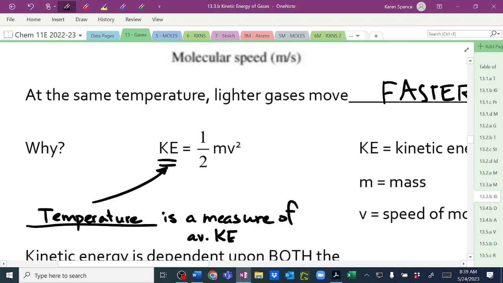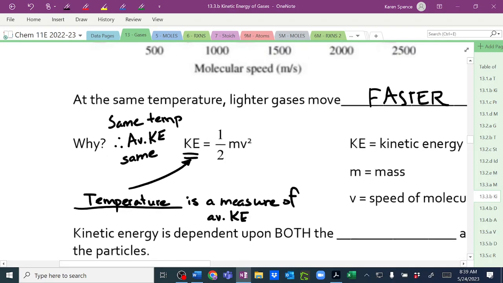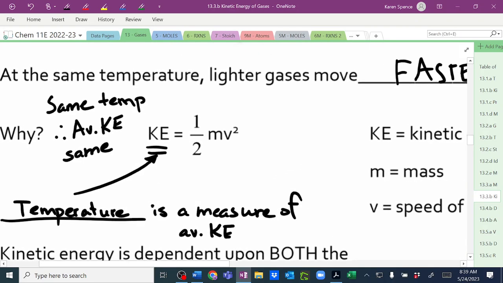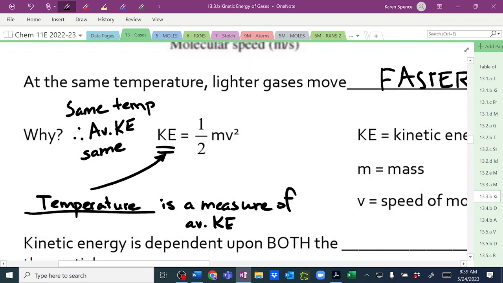Okay, so if we have the same temperature, therefore we can say what is the same? The average kinetic energy is the same. And if that's true, then if we have a smaller mass, in order for the kinetic energy to be the same as something with a bigger mass, the velocity of the smaller thing has to be bigger, the velocity of the bigger thing has to be smaller. Does that make sense? Cool.